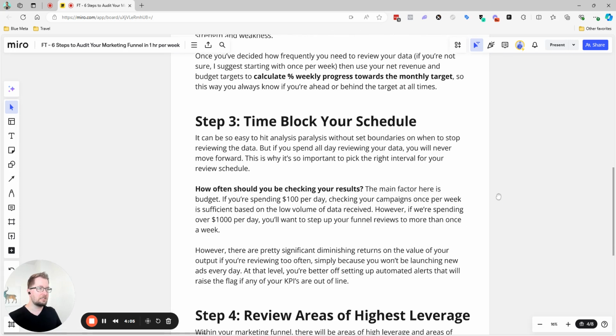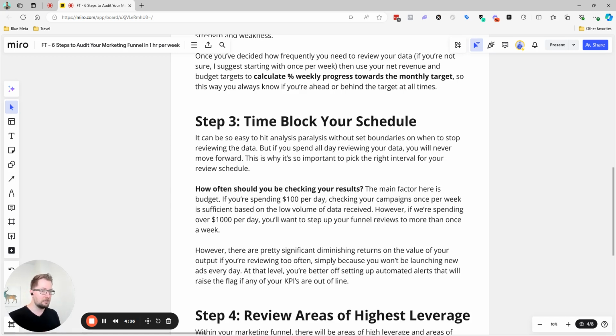Step 3 is time blocking your schedule. So this is a simple step that a lot of people miss, which is don't be just doing random activities, being reactive all throughout your week. You need to set your schedule. I would suggest, like a Monday, for example, block out your schedule for your account reviews, and then take your feedback, take your insights, and then bring them to your team. Or if it's just you running it, then you have your insights for the rest of the week of building your priority list of what to work on.